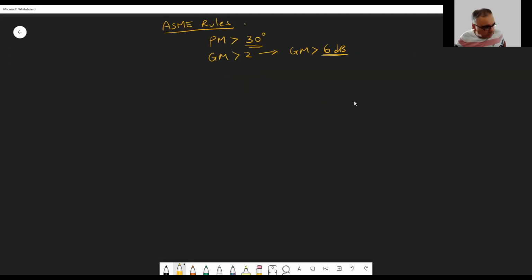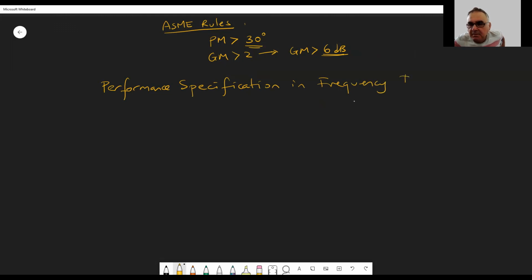Okay, so the last thing we will be doing is the performance specifications in frequency domain, let's say. So specifications.